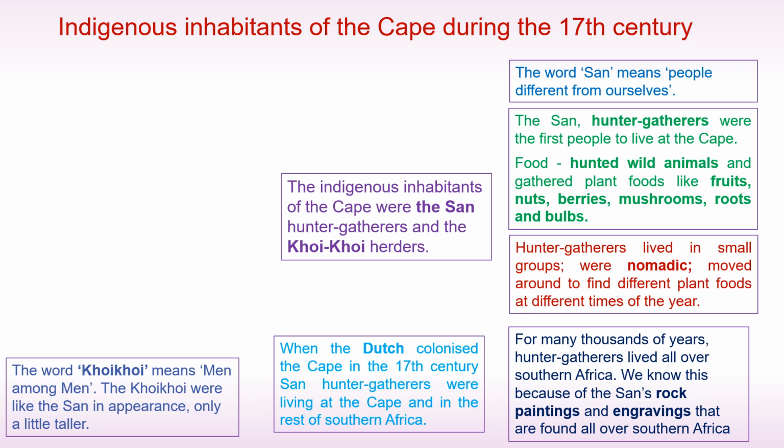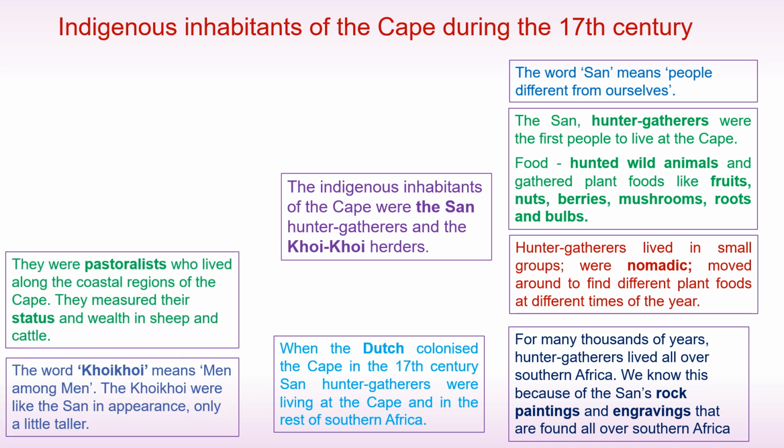The Khoikhoi basically is a word that means men among men, and they were very similar in appearance to the San, except that they were taller. Now the Khoikhoi came from North Africa as well. So they were pastoralists and they lived along the coastal regions of the Cape, and their status was measured in sheep and cattle. So it was the amount of sheep and cattle that they owned.